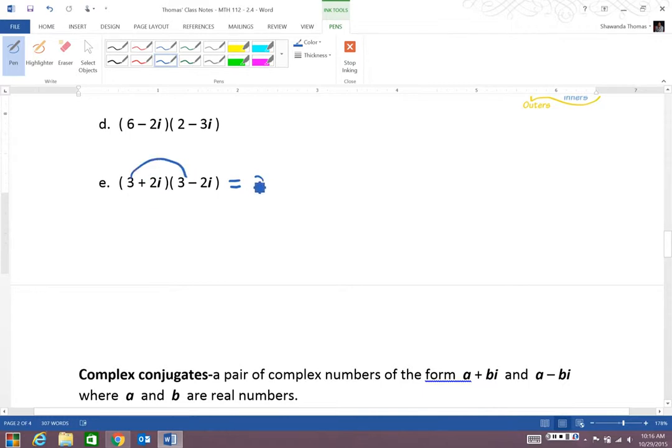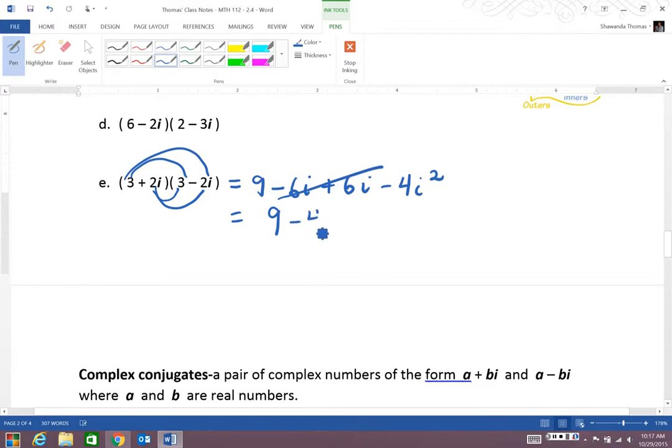3 times 3, 9. 3 times negative 2i, negative 6i. 2i times 3, positive 6i. 2i times negative 2i, negative 4i squared. So that's 9. This cancels. Minus 4 times i squared, which is a negative 1. Alright, so now we have 9 plus 4, which equals 13.